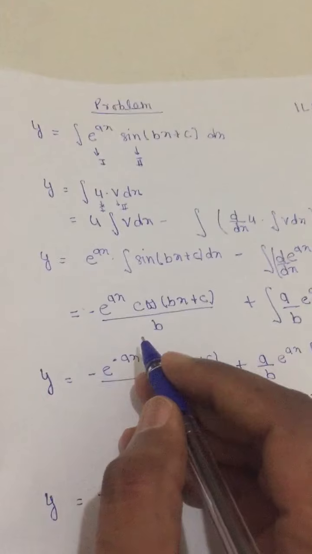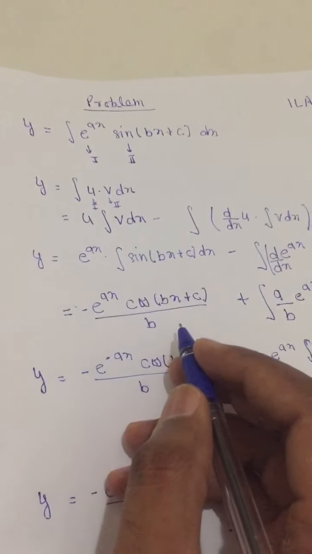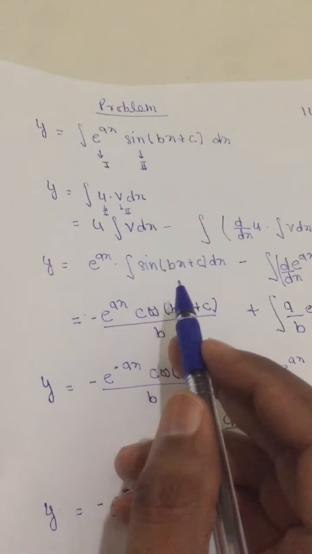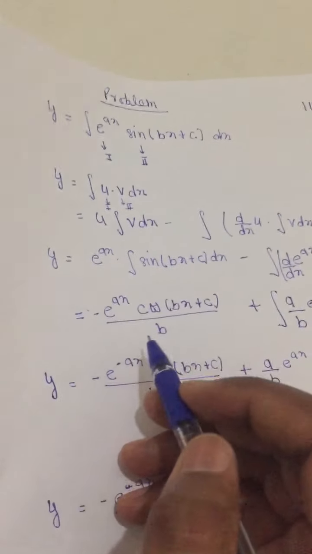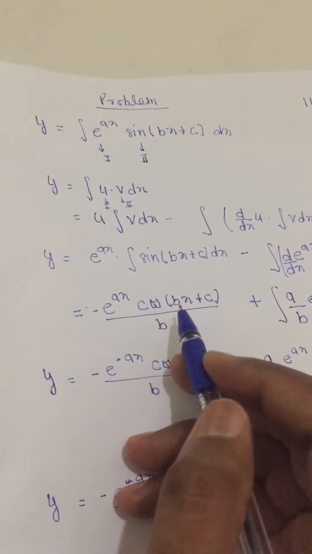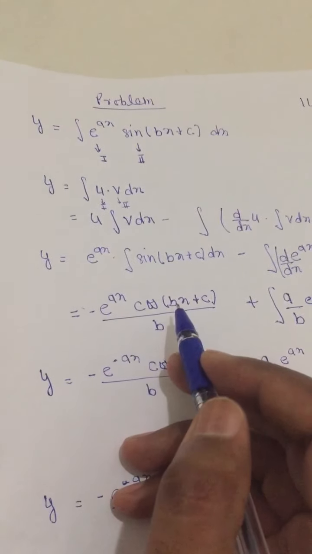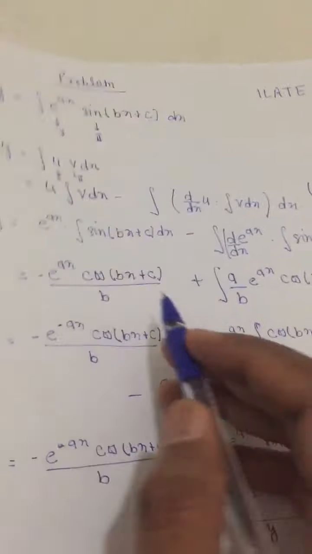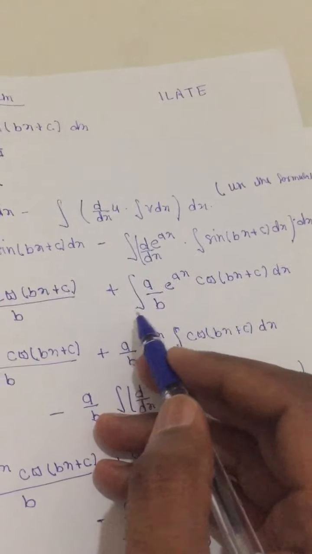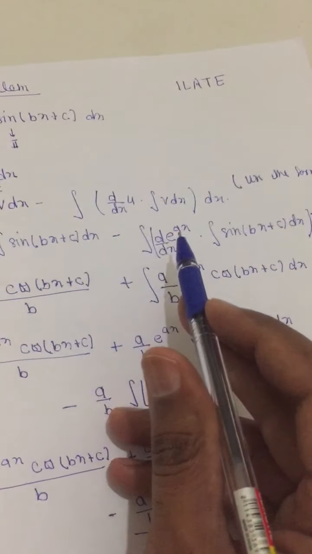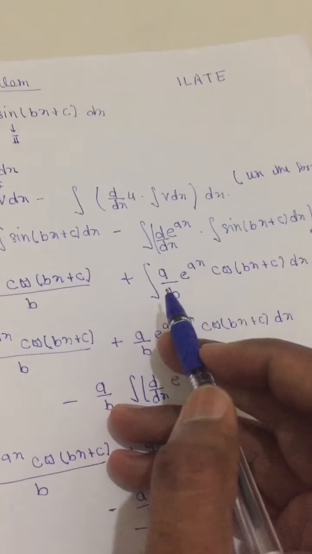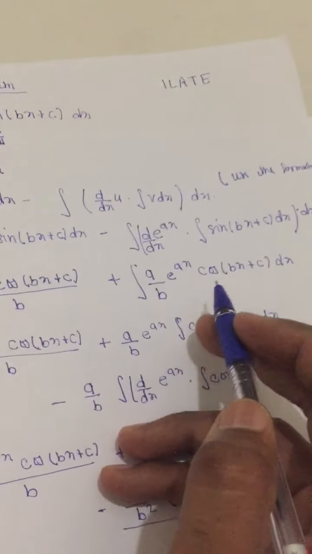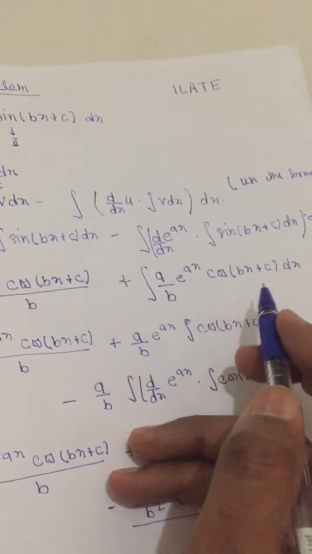Y equal to e to the power ax cos bx plus c upon minus b. What? Because the integration of sine bx plus c is minus cos bx plus c, because x is multiplied by b, so we put b upon this one. Here what will happen? Plus, what is the differentiation of e to the power ax? A e to the power ax. Similarly, the integration of this is cos bx plus c upon b into dx.